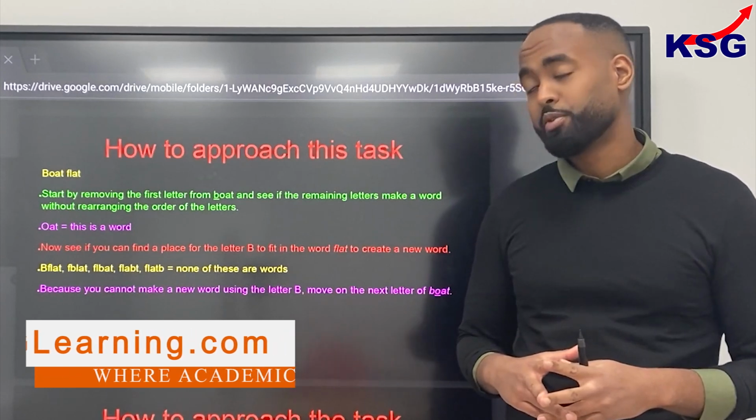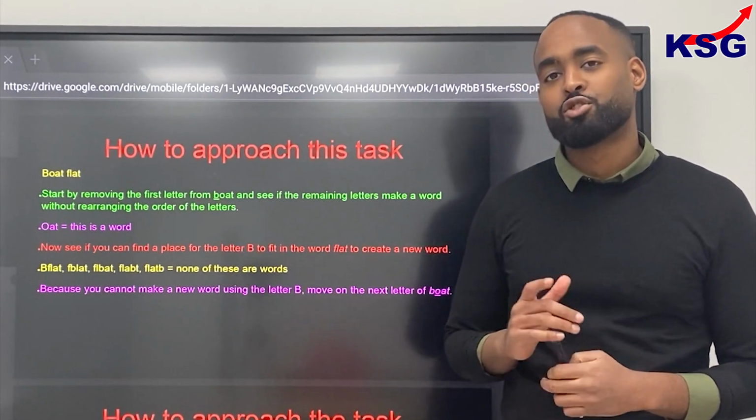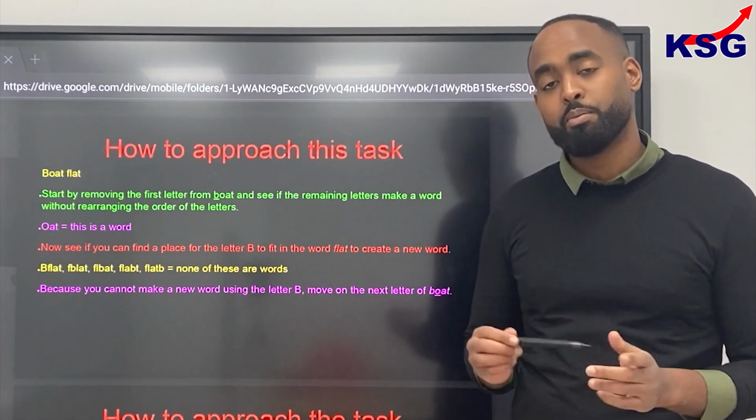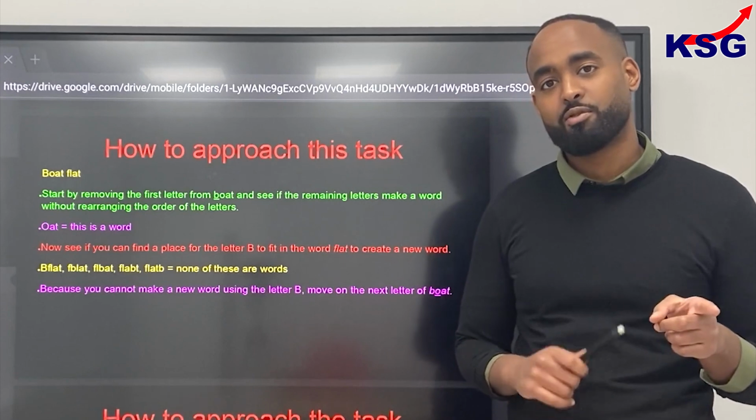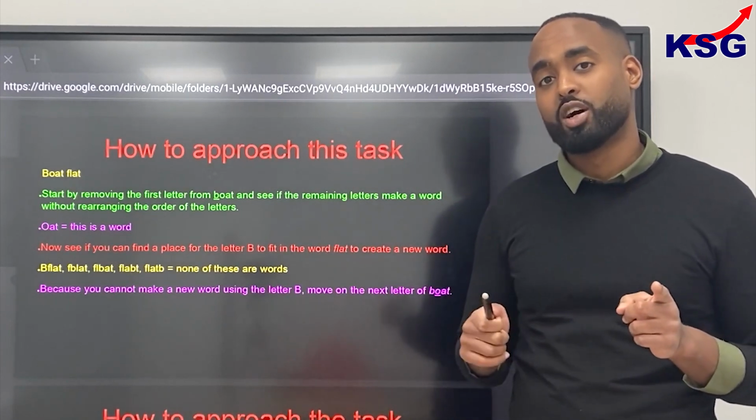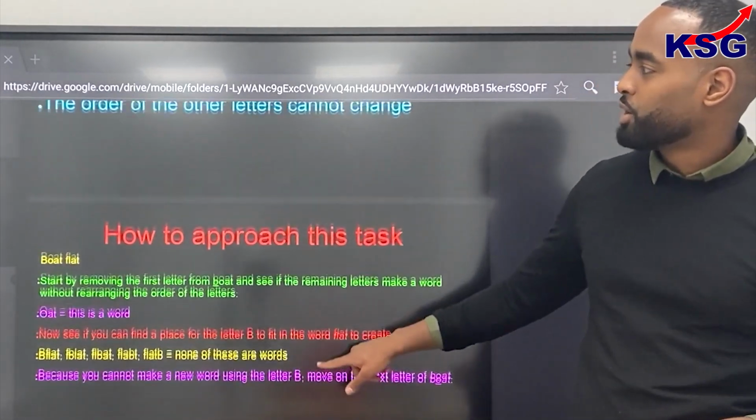Now, we will be focusing today on the 11 plus exam, verbal reasoning, and the topic in particular will be moving letters. So in this task you're required to move one letter from one word to another word to create two brand new words, okay? So an example of that would be here.